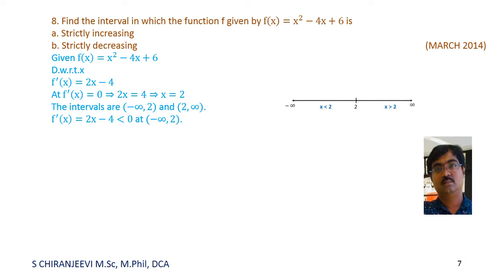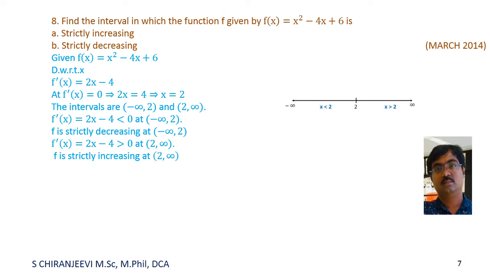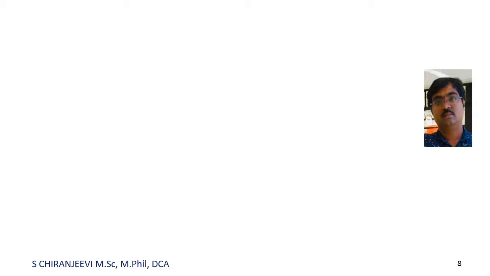Now f dash of x equal to 2x minus 4 will be less than 0 in minus infinity comma 2. So f is strictly decreasing in minus infinity comma 2. And f dash of x equal to 2x minus 4 will be greater than 0 in 2 comma infinity. So f is strictly increasing in 2 comma infinity. See here, you can take any values in between and substitute to check: if it is less than 0 it is decreasing, greater than 0 it is increasing.